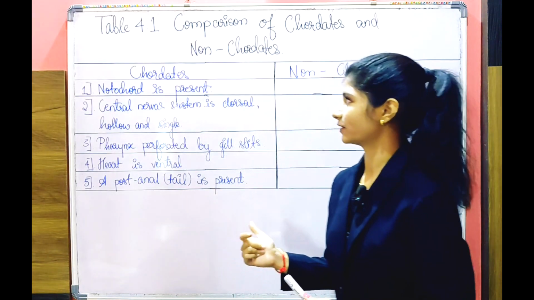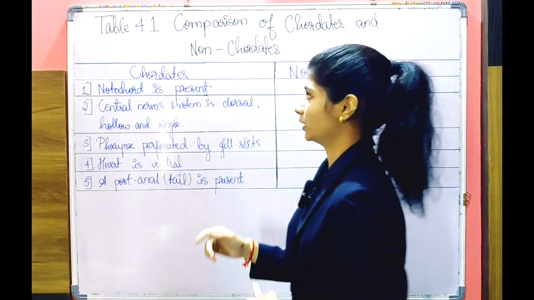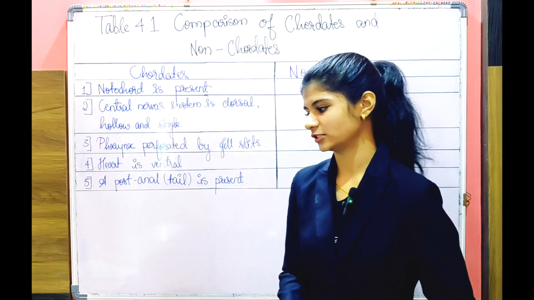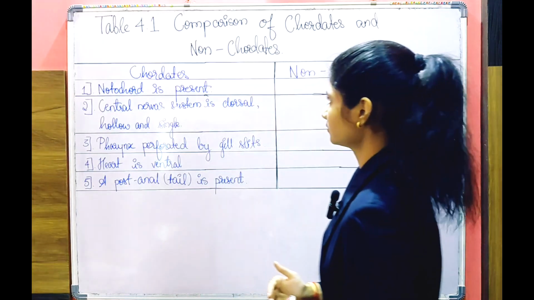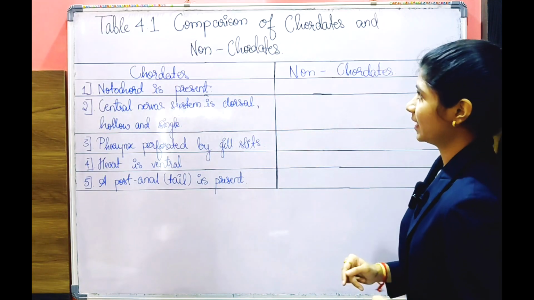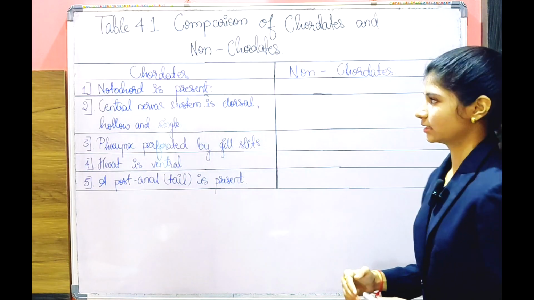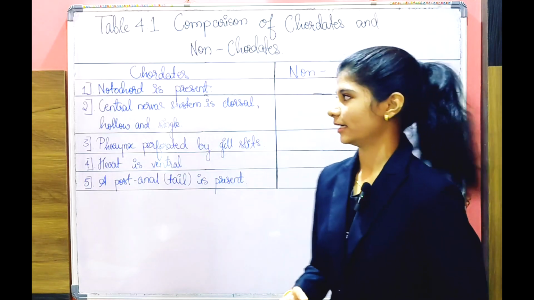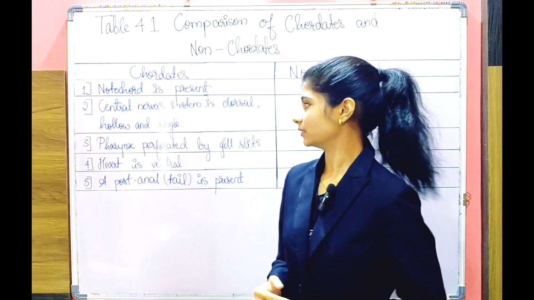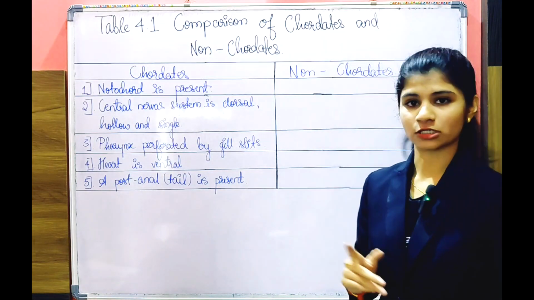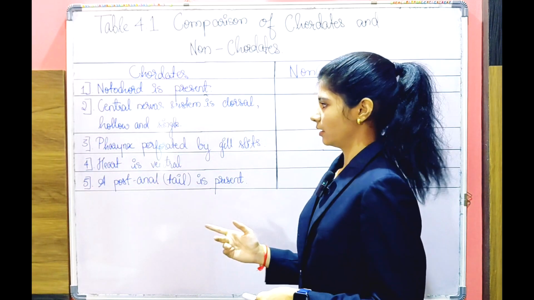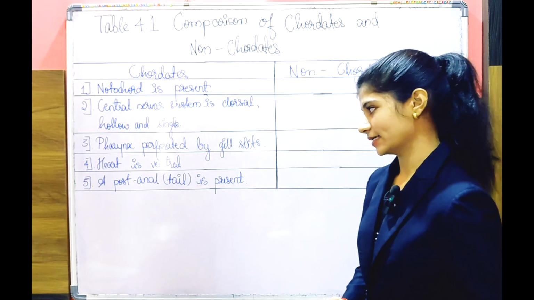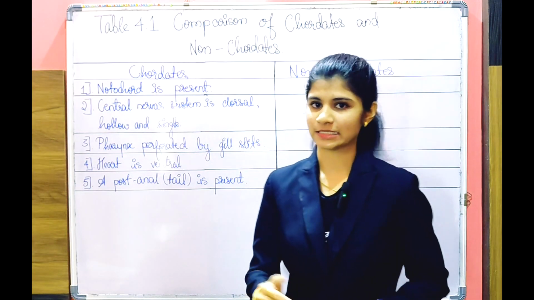So let us start with the difference between chordates and non-chordates from Table 4.1, which is present on page number 46 of the new NCERT. Table 4.1, comparison between chordates and non-chordates. So let us study this. First, let us see the chordates. In chordates, notochord is present. Central nervous system is dorsal, hollow and single. Pharynx perforated by gill slits. Heart is ventral, and a post-anal tail is present.